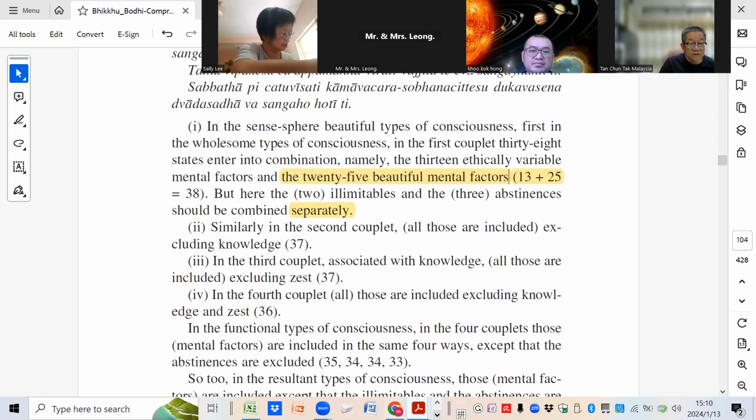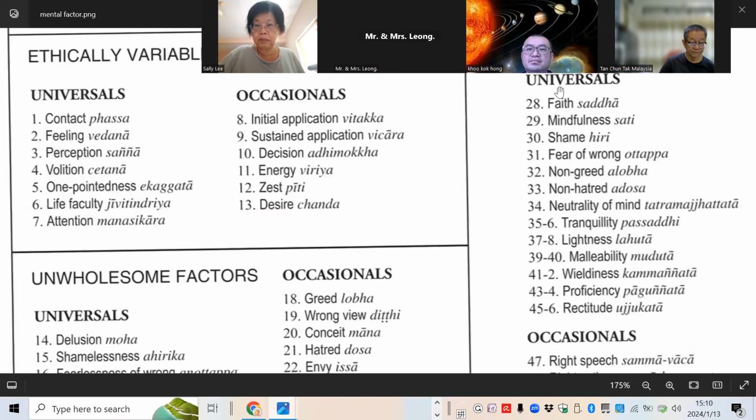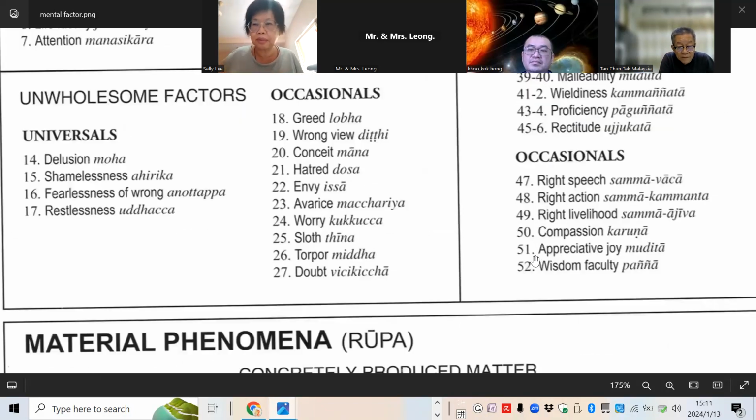So where do we get the beautiful mental factor 25? Remember, now here is the beautiful factor. How many here, the universe? Sally, remember just now the calculation. Yes, 19. Here how many? Occasional, 6. Occasional 6 plus 19, how many?